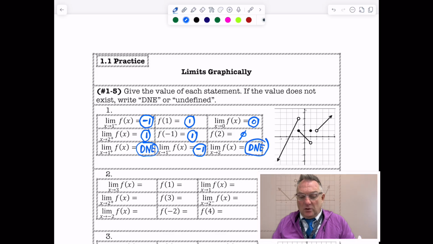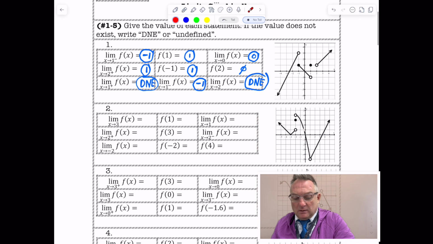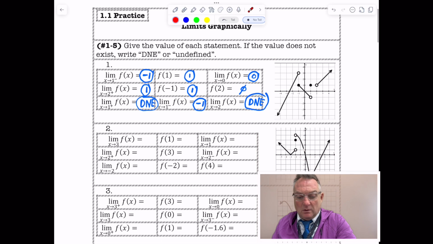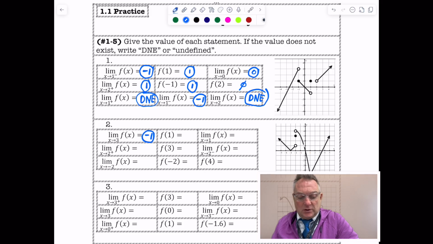Okay, so number 2, we're talking about this bad boy right here. Okay, so the top row. When x approaches 3, where's 3? Right here. It goes right through this negative 1 value. So it approaches from both sides, negative 1.